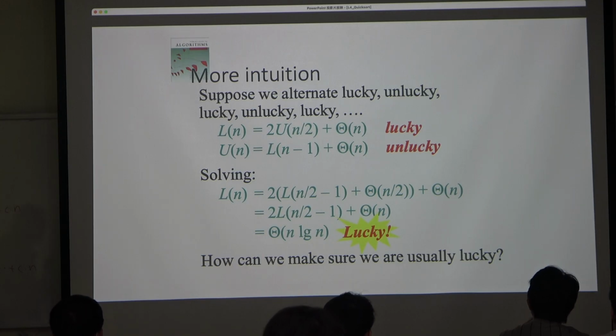Okay, and then let's consider another scenario. Suppose we alternate lucky, unlucky, lucky, unlucky, and so on. So again, this is for intuition. When we are lucky, Ln becomes 2 times Un divided by 2 plus theta n. But when we are unlucky, our Un becomes Ln minus 1 plus theta n, because we come back to this initial situation.